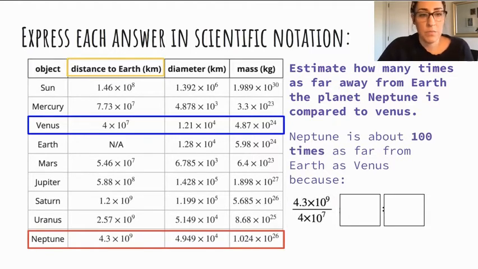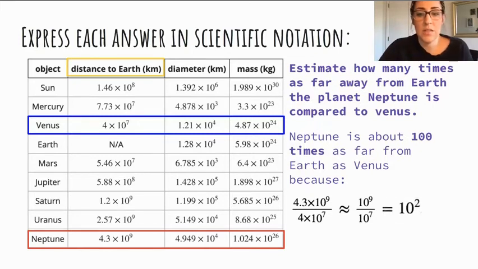If we think about dividing Neptune, the 4.3 times 10 to the 9th, by Venus, both of those are close to 4, the leading factor. So we could think of it as 4 divided by 4, just being 1, and then just focusing on the 10 to the 9th and 10 to the 7th being 10 squared. So very similar to one of the previous questions we did.